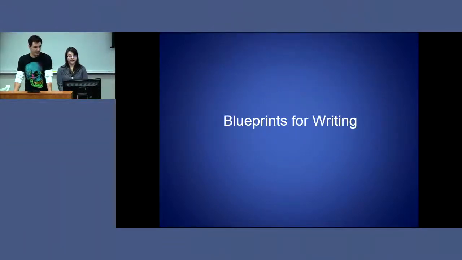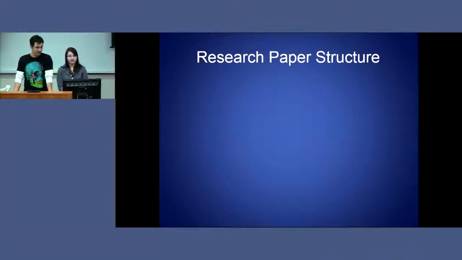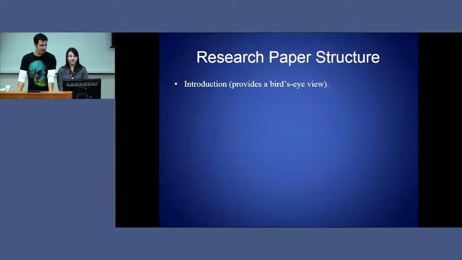Getting started with your outline. Blueprints for writing. Research paper structure. Introduction provides a bird's eye view. You want to have your introduction as kind of like setting the stage. You want to have everything that's involved in your paper, but narrow it down. If you have a topic about history, ask: is it American history? Is it Asian history? Is it contemporary? Is it ancient? Kind of give those guidelines for yourself.